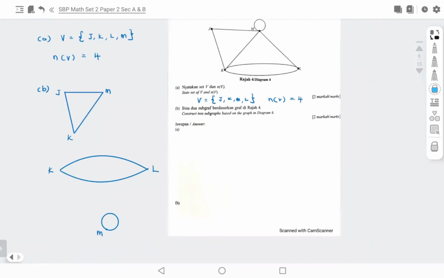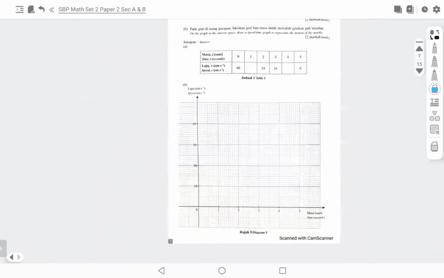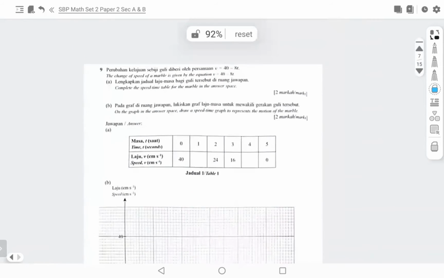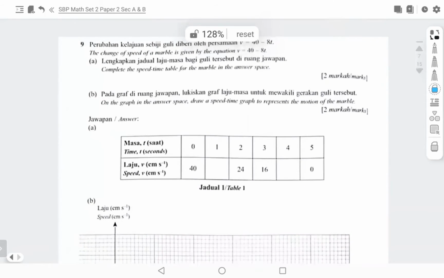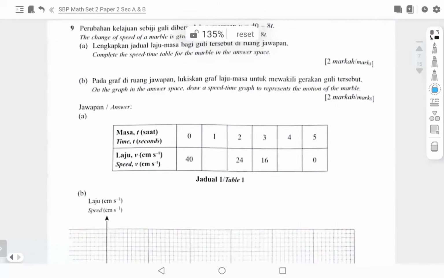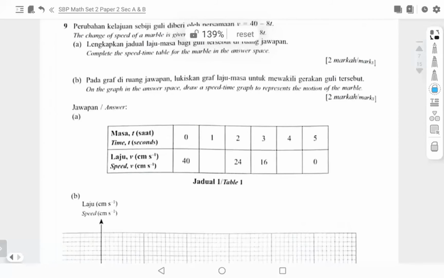Okay. Example 7, number 9, page 7. Number 9. Complete the speed time table for the marble in the answer space. So you just substitute the value. If T equal to 1, then you will find the value of V equal to 32. And if T equal to 4, so this one will be 8, right?